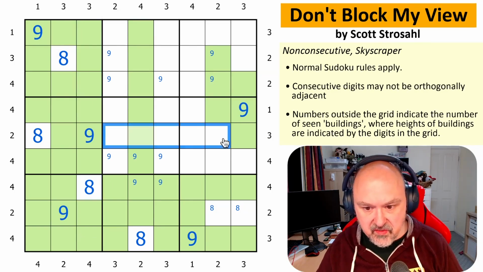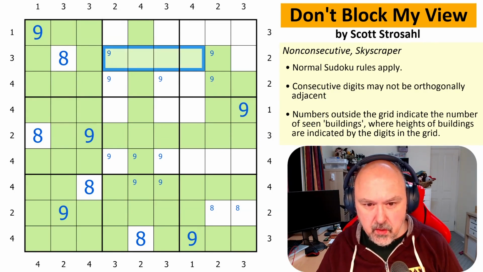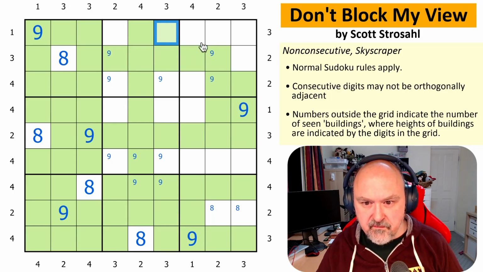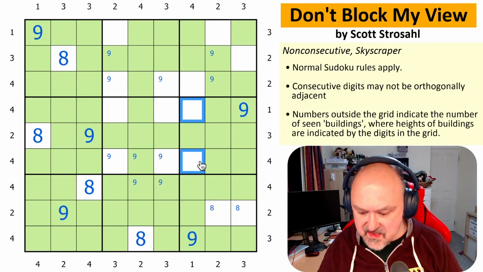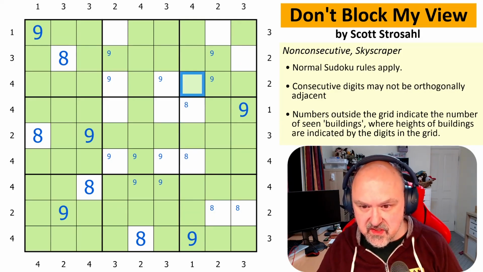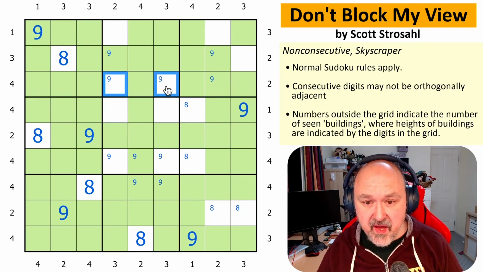I could have done Sudoku. None of these are 8s anymore. None of these are 8s anymore. 3 knocks out the first 1. 4 knocks out the first 2. 3 knocks out the first 1. 4 knocks out the first 2. So 8 is in one of those two, which means that's not an 8. Which means this is an 8-9 pair.